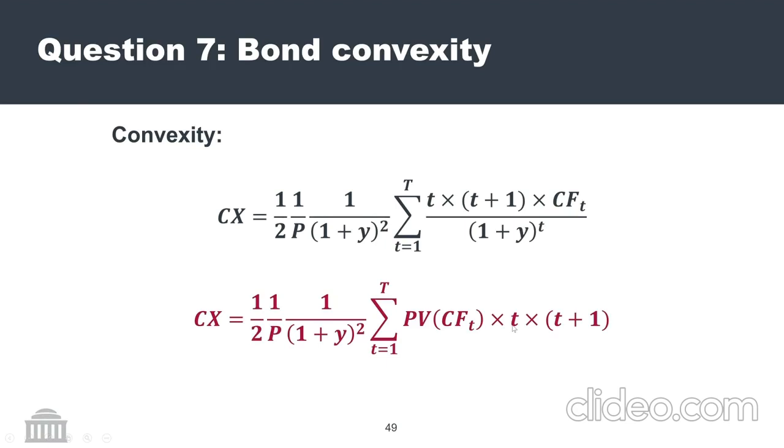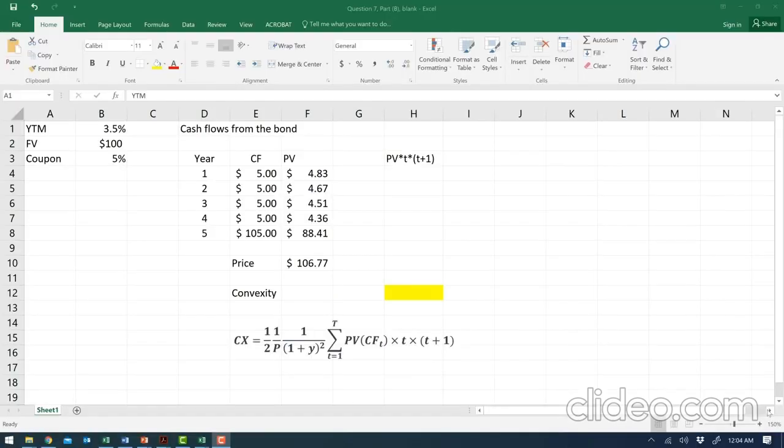And so this is the expression that we can use right now to compute the convexity of the bond that we have in this question. This is a similar spreadsheet that we had in part A of this question. So here we're given our current YTM, the face value of the bond, the coupon, the cash flows that we get from the bond, and we already found the price of this bond, which was 106.77.